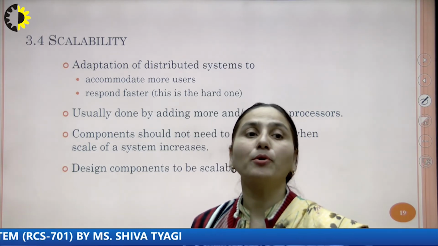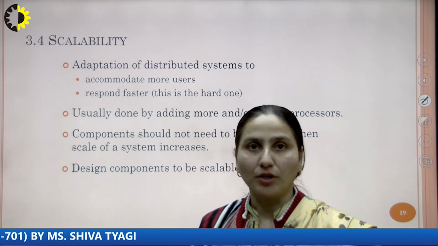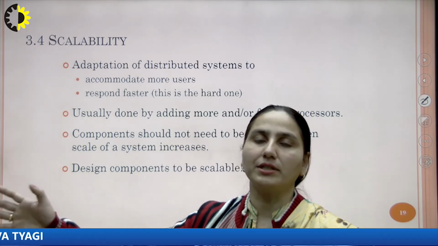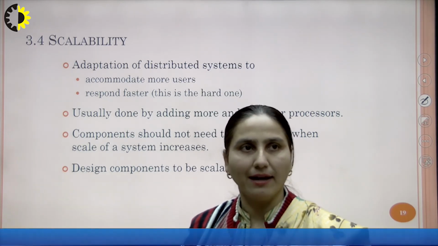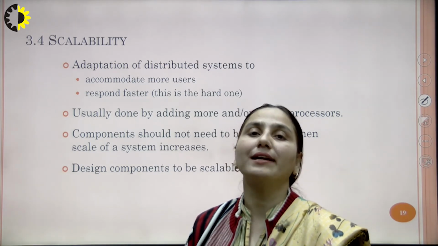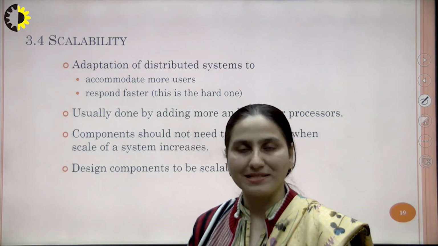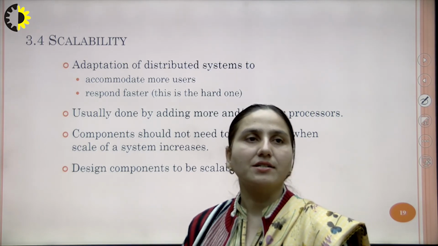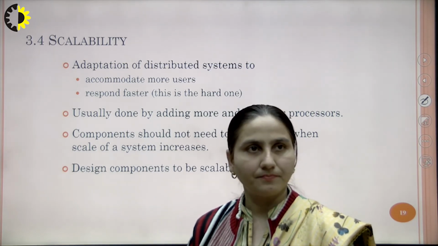Then design components to be scalable. Scalable simply means the adaptation of the DS according to the number of users we have. We always want the system to be a scalable system. This is again an important characteristic of the distributed system.